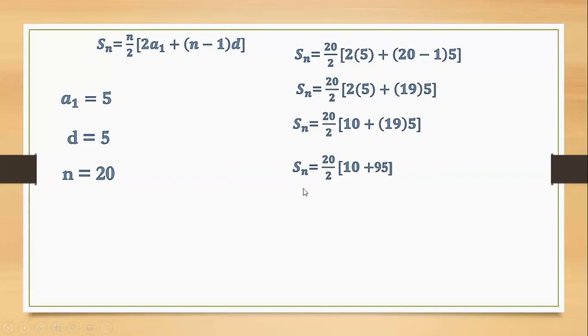So, copy S of n equals 20 over 2. Then, the answer is 105. Next, divide. 20 divided by 2 equals 10. Then, multiply 10 times 105. The answer is 1,050. So, in our first formula and second formula, we get the same answer, 1,050. So, the partial sum from 5 up to 100 with the difference of 5 is 1,050.